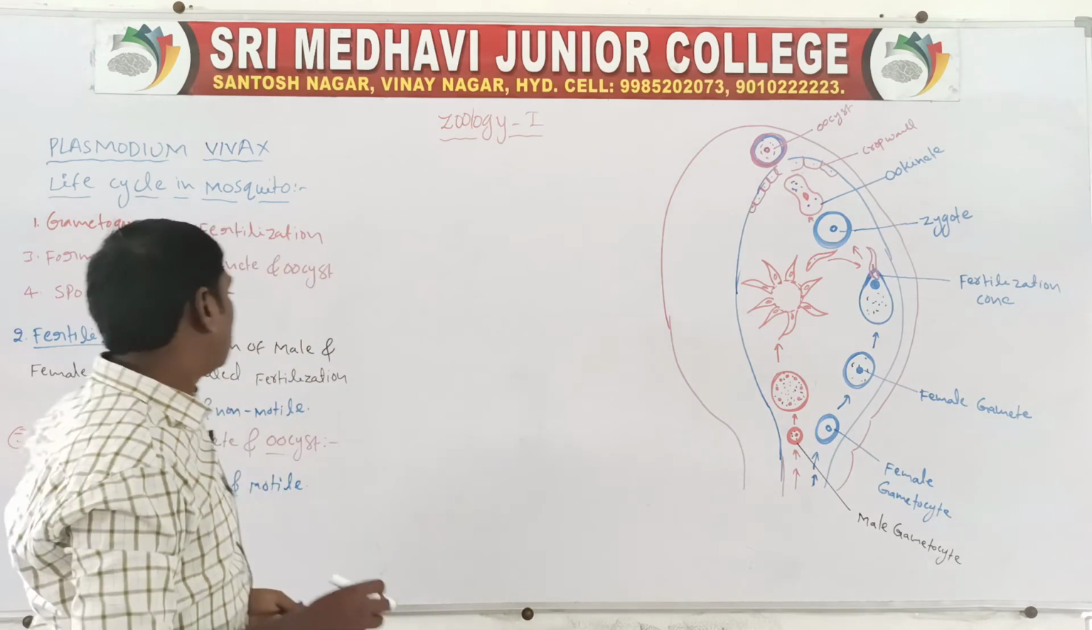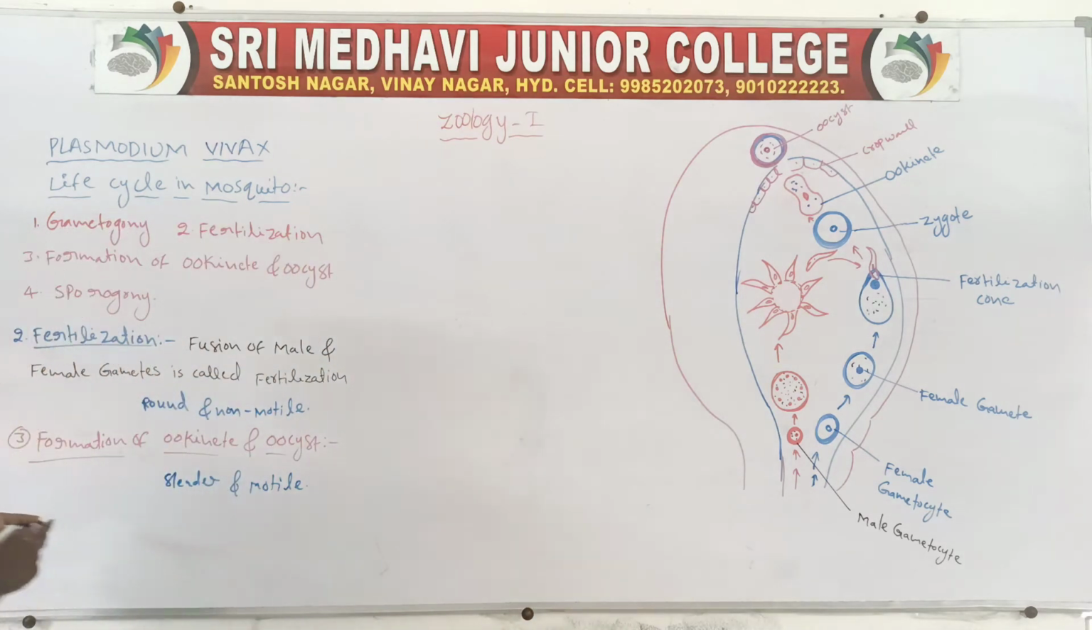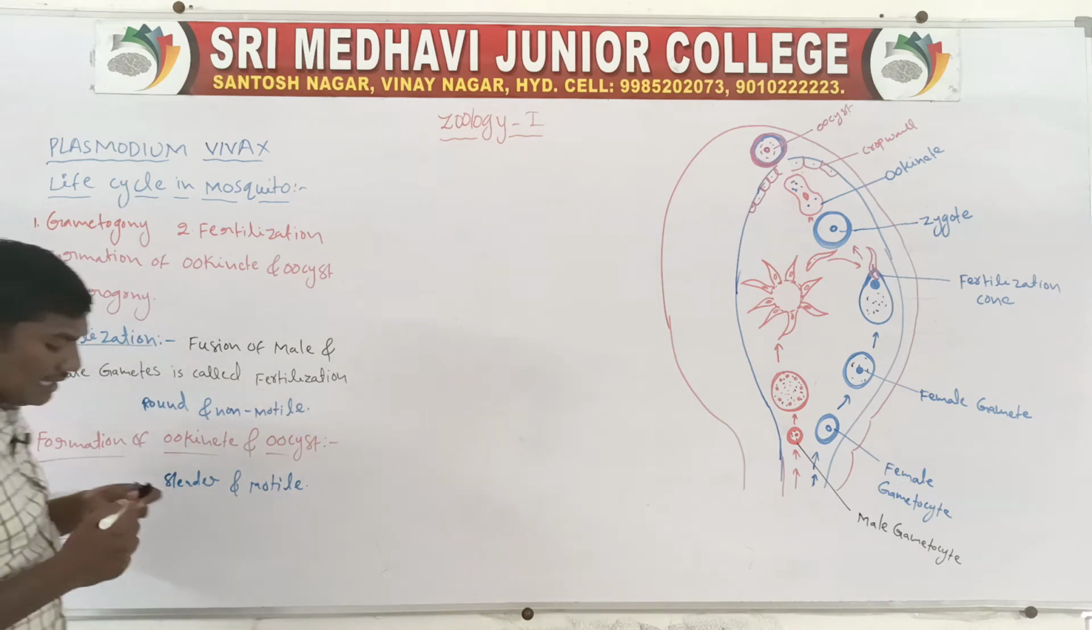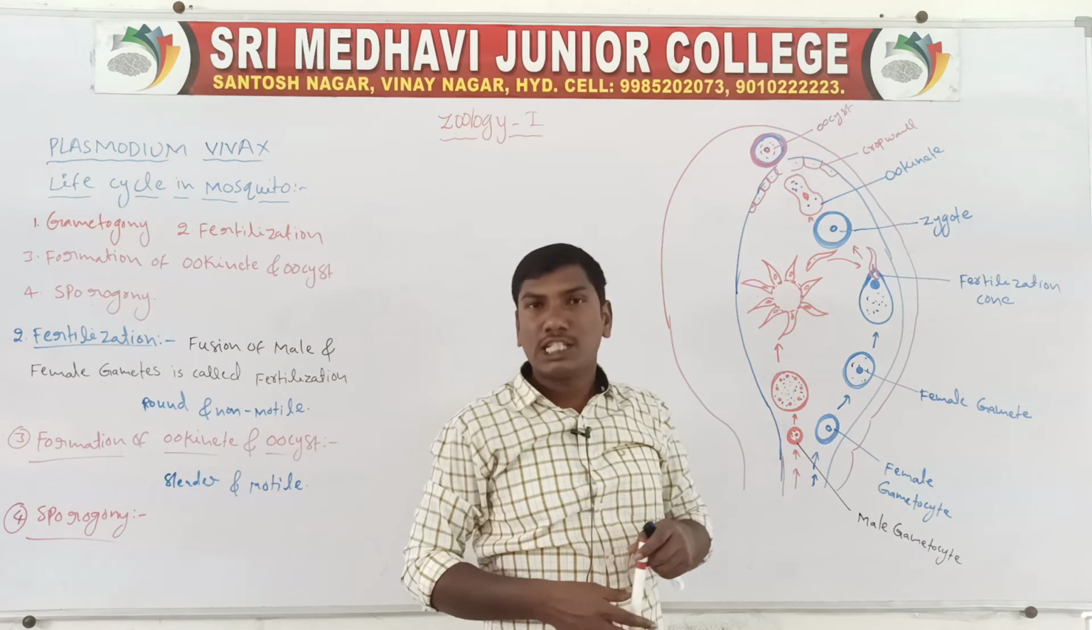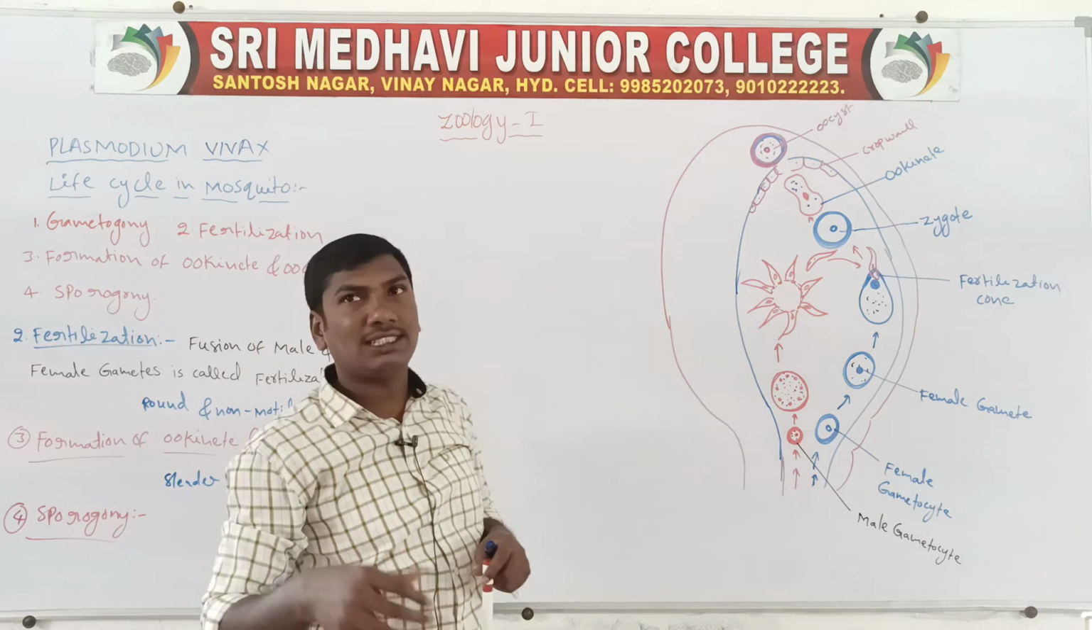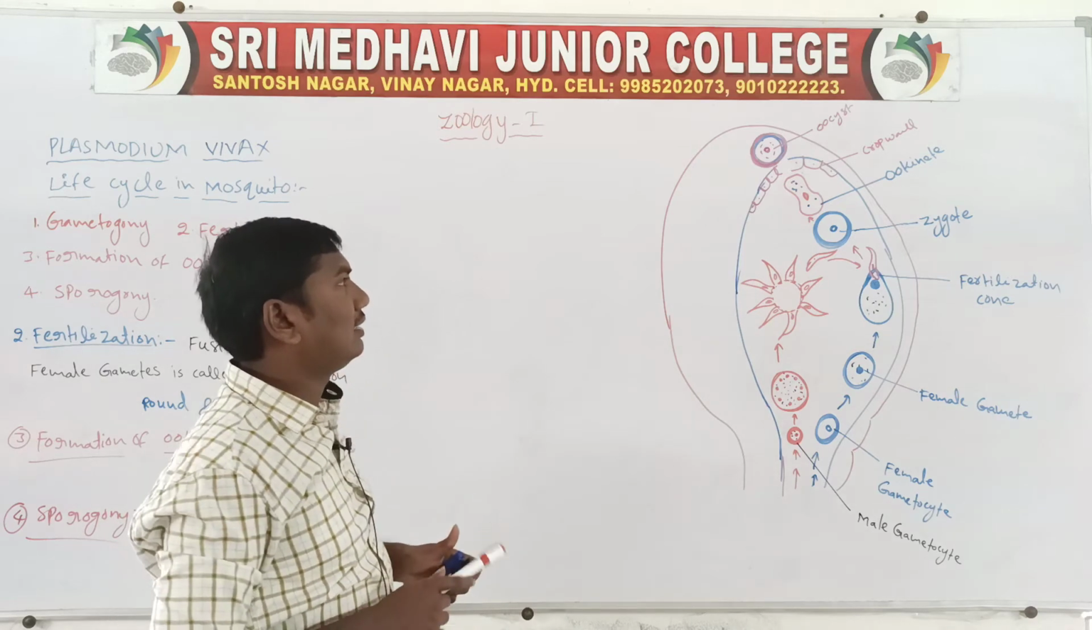Fourth step heading, sporogamy. Sporogamy means the formation of sporozoites. The formation of sporozoites is called as sporogamy.